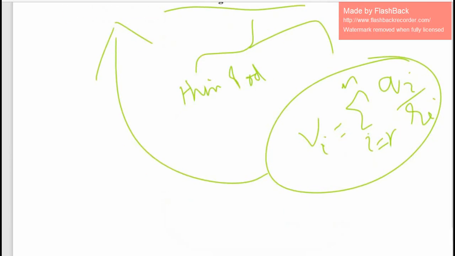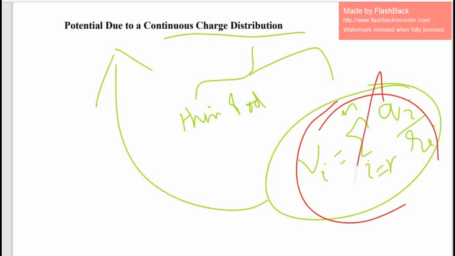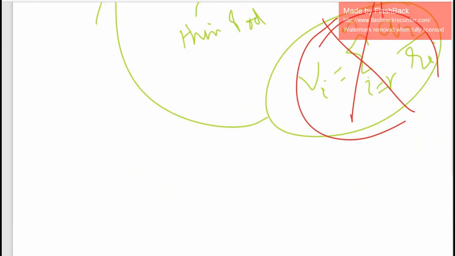Can we use this equation to find the potential due to a continuous charge distribution? You can think that there are so many charges distributed over the surface of a thin film, a thin rod, or a disc. Can we use this summation rule to find the potential due to a continuous charge distribution? No. Why? Because the charges are uniformly distributed.